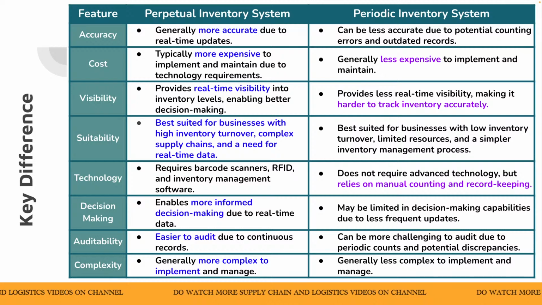If you check the periodic inventory system, it is generally much less expensive and very easy to maintain, because usually it's manual work. People do it on paper or just update it in Excel, so it is quite easy. The third thing is visibility. With visibility, we know that perpetual is a real time thing.